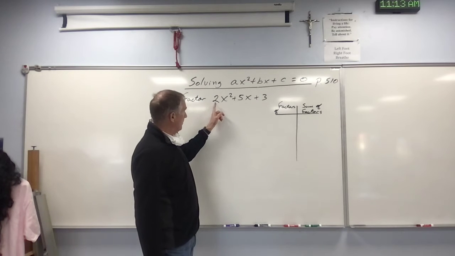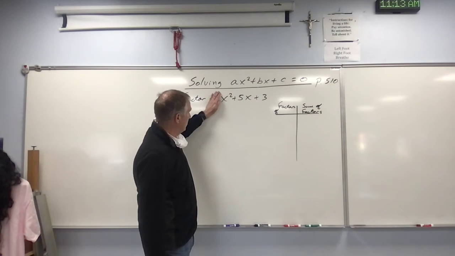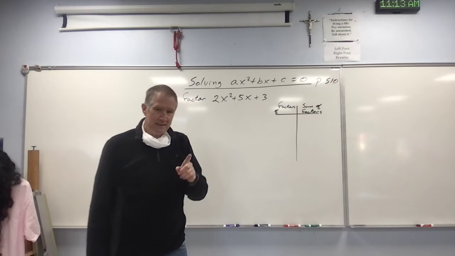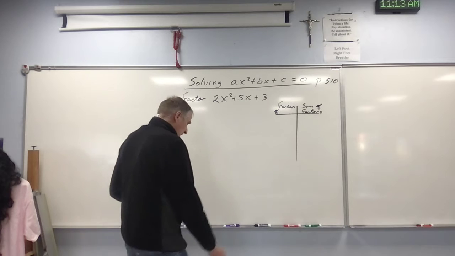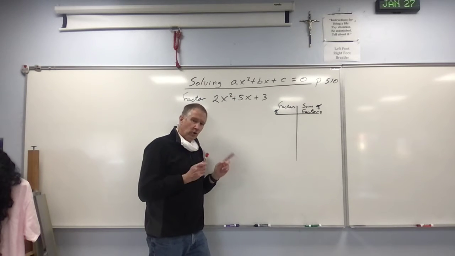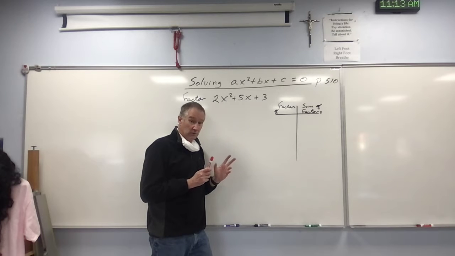So in this example, notice that it's not just x squared plus 5x plus 3, it's 2x squared plus 5x plus 3. These are tricky, okay? So be sure to create a table. Trust me on this, all right?